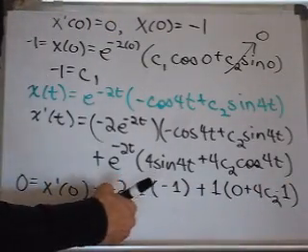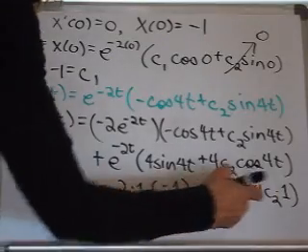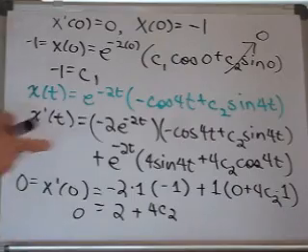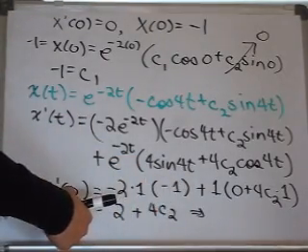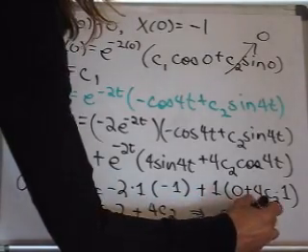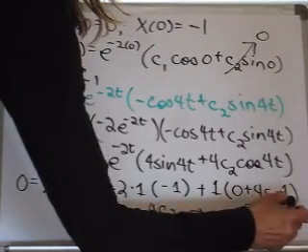So that all simplifies down to a positive 2 plus 4c2, and that's all equal to 0. So that gives me that 4c2 equals negative 2, where c2 is negative 2 over 4, which is that c2 is negative 1/2.